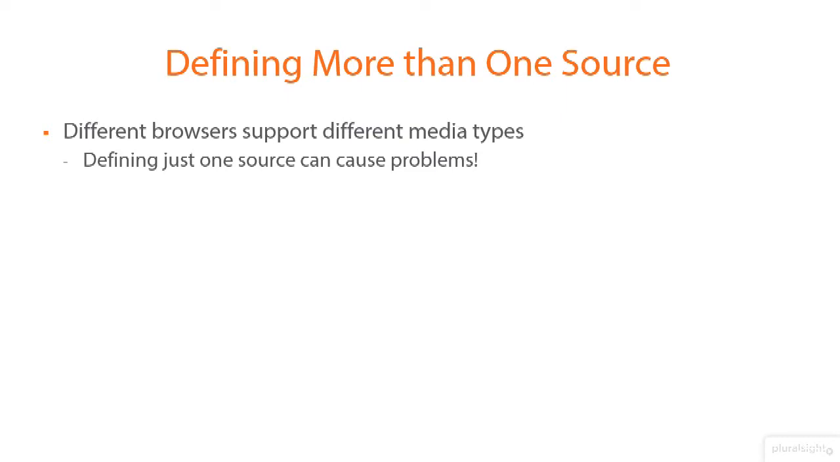For media content, this is definitely the case, as different browsers support different media types. That is why it is dangerous to write your code with just one source and one media type, as it is very likely that some browsers won't have support for that particular type. How can we fix this?